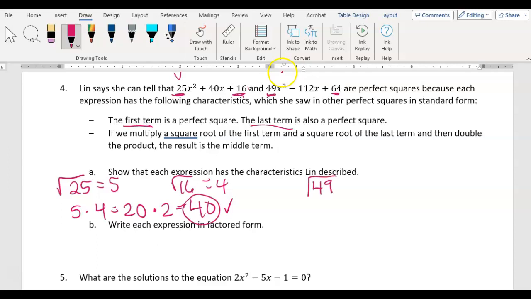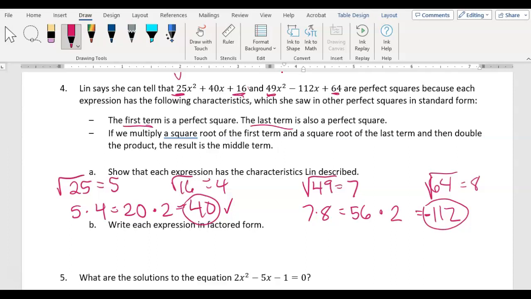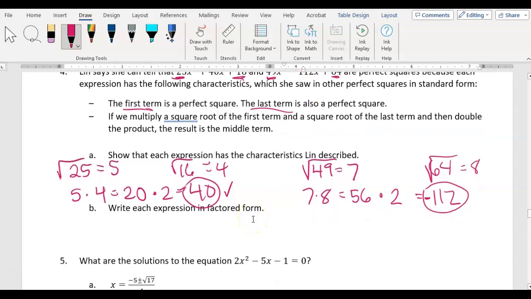So we have 49, square root of 49 is 7, and then 64 has a perfect square root of 8. If we take 7 times 8, we get 56, and then 56 times 2 gives us 112. Now, in this case, we would need to be careful because we're looking at that negative 7 and negative 8 in this case to give us this negative 112 in the middle. Okay, but yes, that does add up to give us that middle term or the linear term. Then it says, write each expression in factored form.